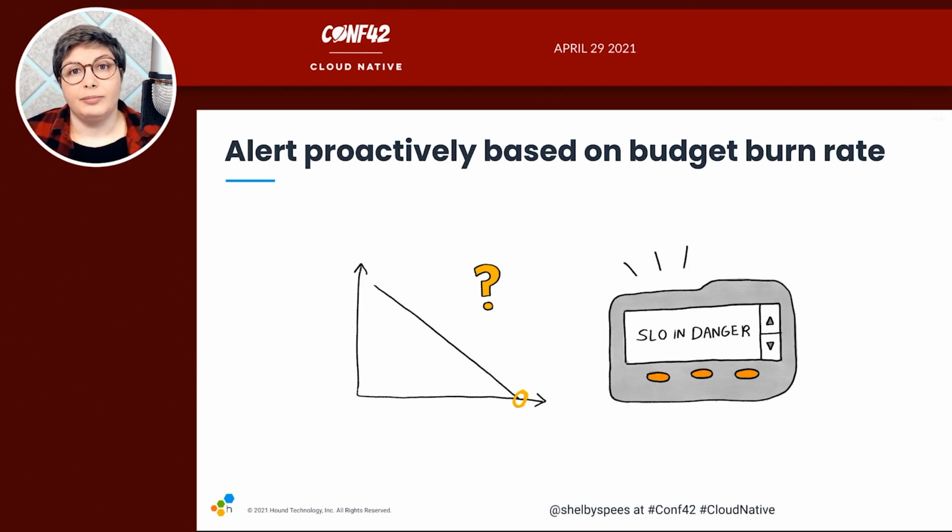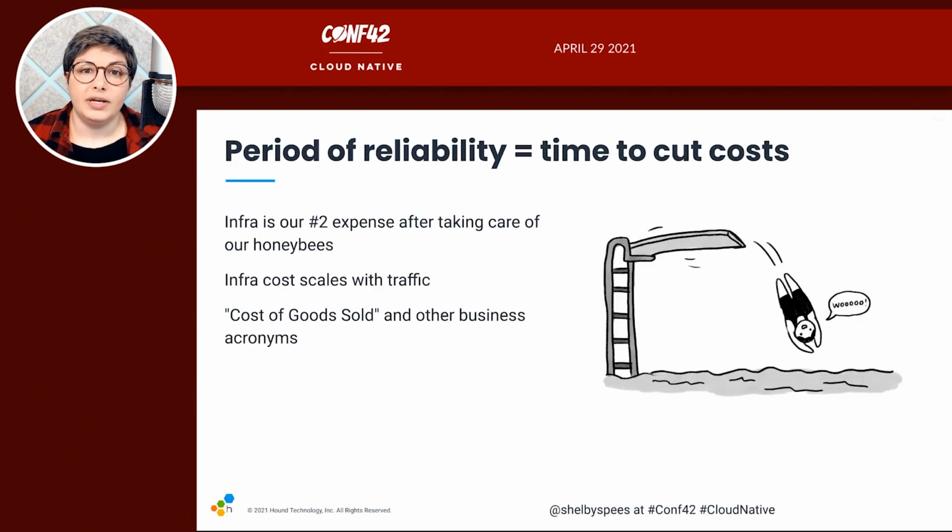This allows us to alert proactively. If something is causing us to burn through our budget so fast that we're going to run out in a matter of hours, that's when we should wake somebody up. And so now we're alerting on things that we've decided are already important to the business, and we're doing it proactively. So thanks to the work that we put in to measure how our services were doing, we started having a period of pretty stable reliability.